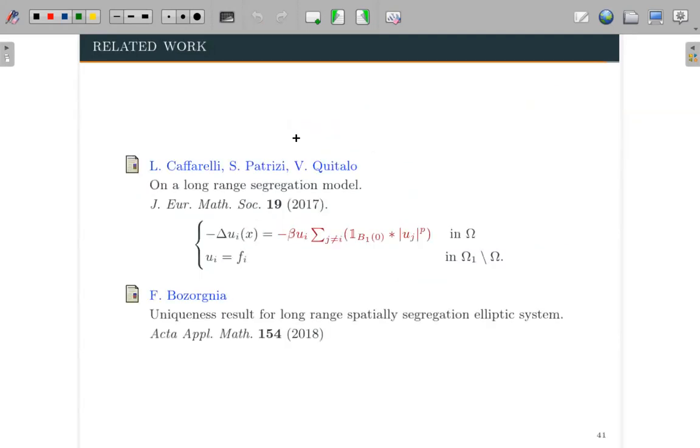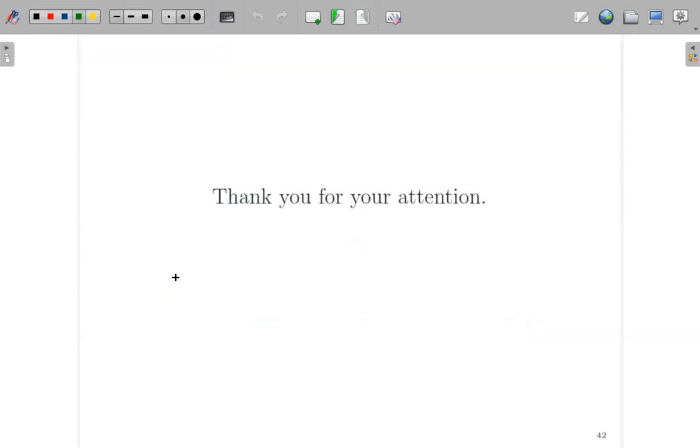Thank you very much for your attention. These are some related works. We were very much inspired by this, which was not minimizing anything, but was considering elliptic systems, maybe not variational. And there is also a colleague here from Lisbon that has worked in this kind of thing. So thank you very much for your attention.